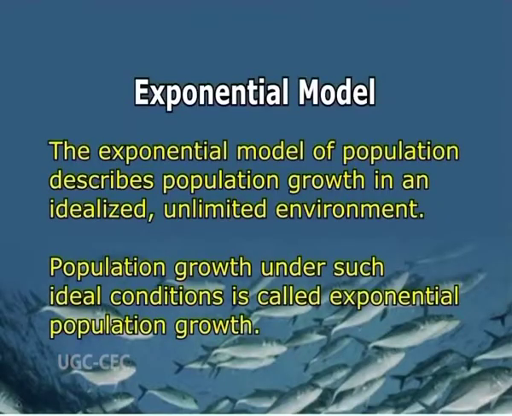Let us study the exponential model of population growth. The exponential model of population describes population growth in an idealized unlimited environment. Population growth under such ideal conditions is called exponential population growth. Under these conditions, it is assumed that the maximum growth rate for the population is r max. It is also known as the intrinsic rate of increase.